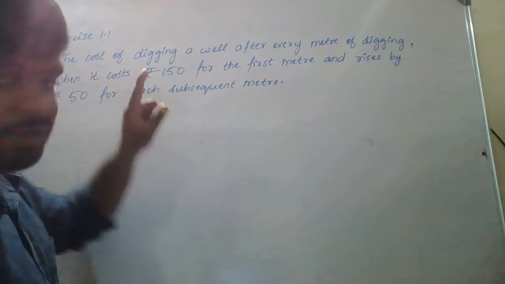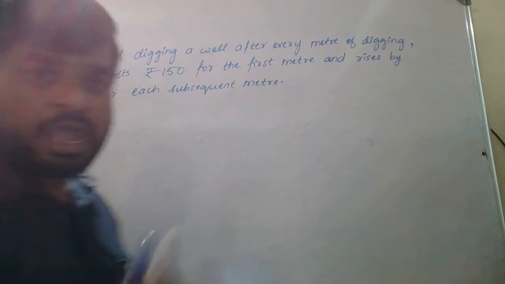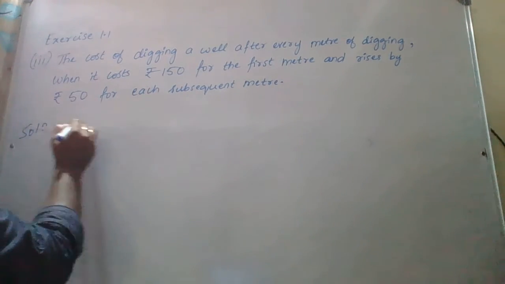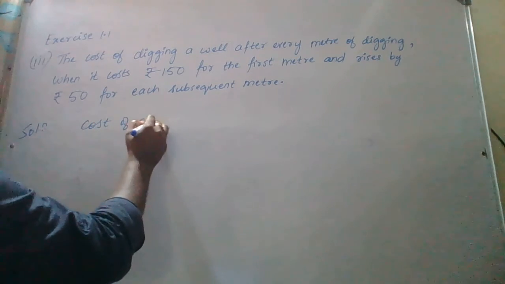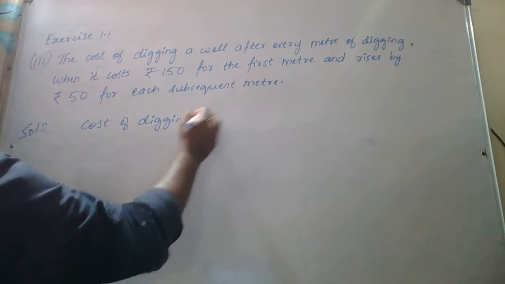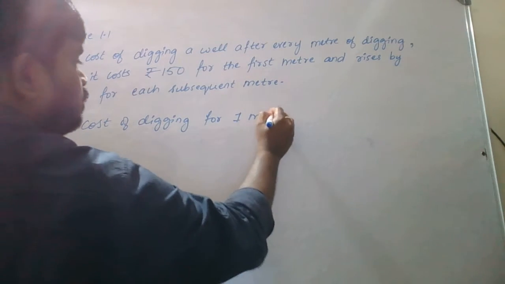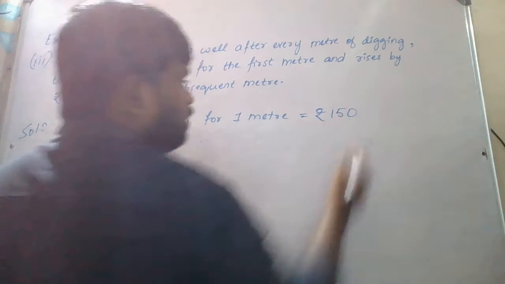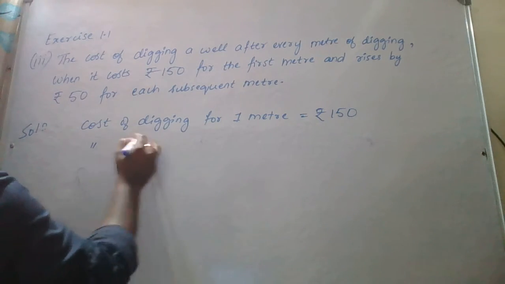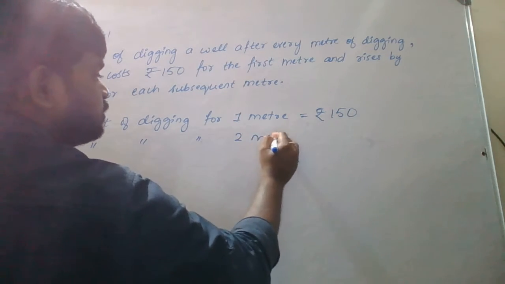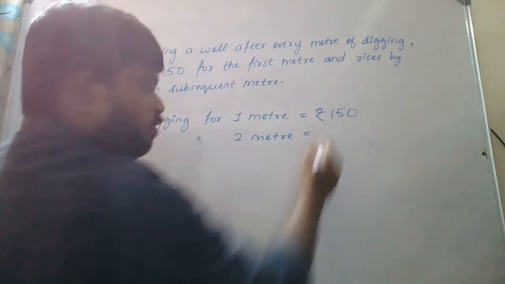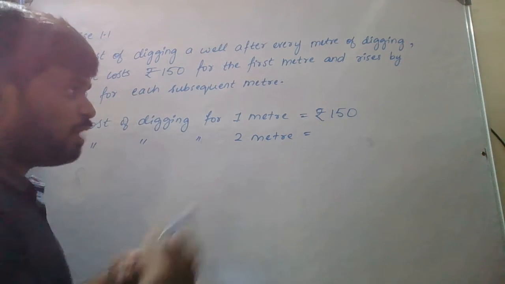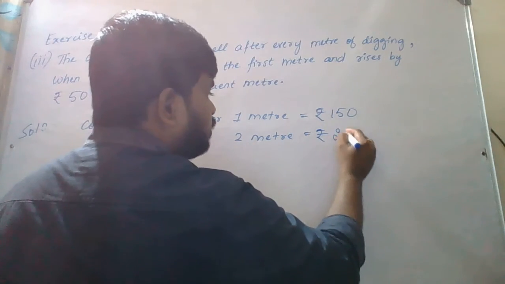The cost of digging for the first meter will be rupees 150 and for the subsequent meters it will be 50 rupees more. That is, cost of digging for 1 meter will be rupees 150. Now cost of digging for 2 meters: for the first meter it will be 150 rupees, plus for the next meter it is 50 rupees. So 150 plus 50 is 200.